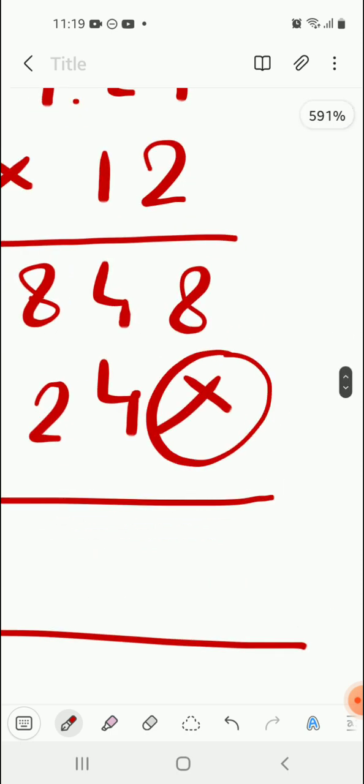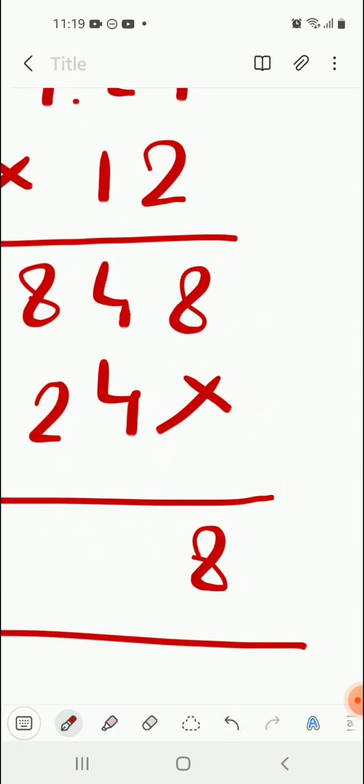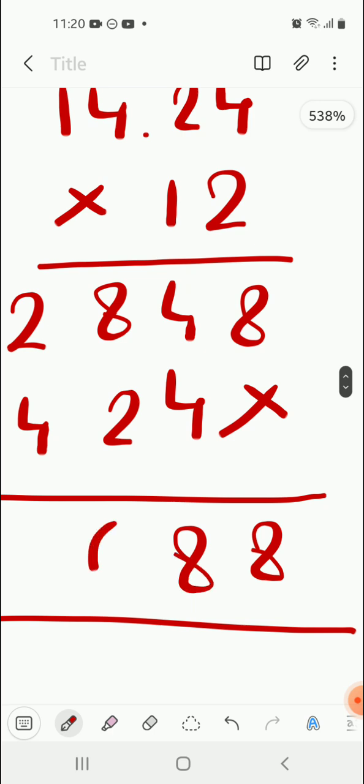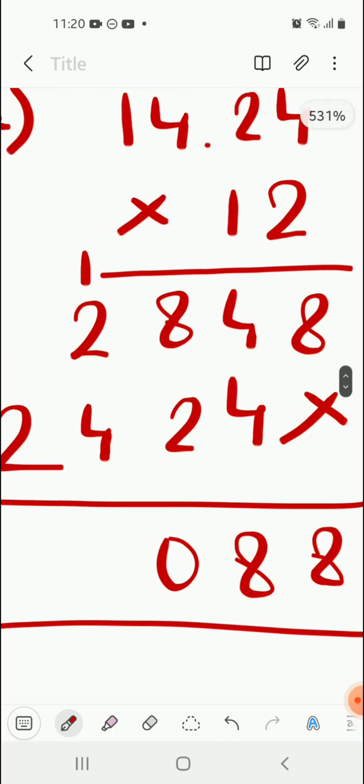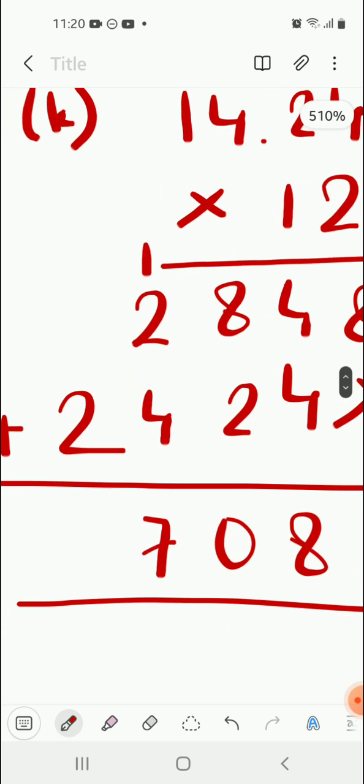8, and here there is a cross, it means 0. So 8 plus 0 is 8. 4 plus 4 is 8. 8 plus 2 is 10. 4 plus 2 is 6, plus 1 is 7, and here we have got 2.